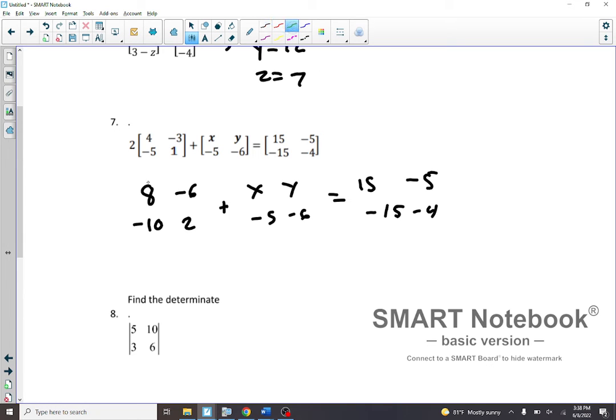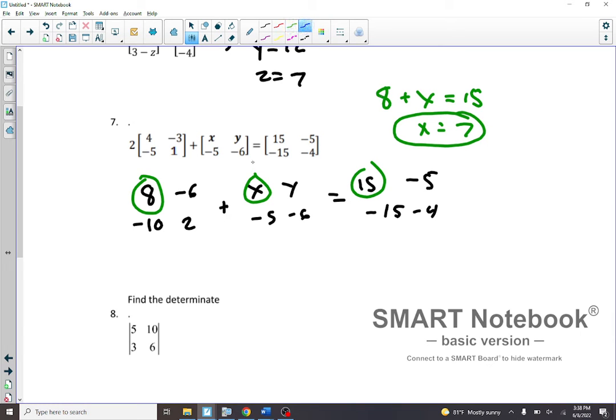Well, I don't really care because I just want the top lefts for my x. So 8 plus x equals 15. X equals 7. And then I want the top right. So negative 6 plus y equals negative 5, plus 6 on both sides, y equals 1.